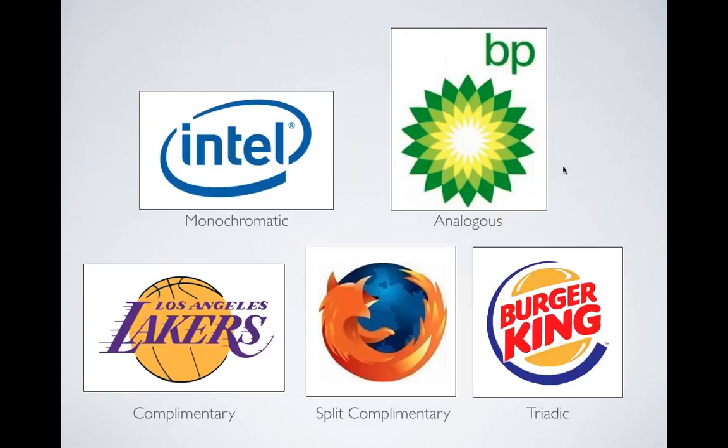For example, why does Intel use a monochromatic blue logo design? What impression are they going for there? And why would BP choose green as their primary color? Okay, so Intel is the blue is trusted, and that is kind of that iconic interpretation of the color blue.